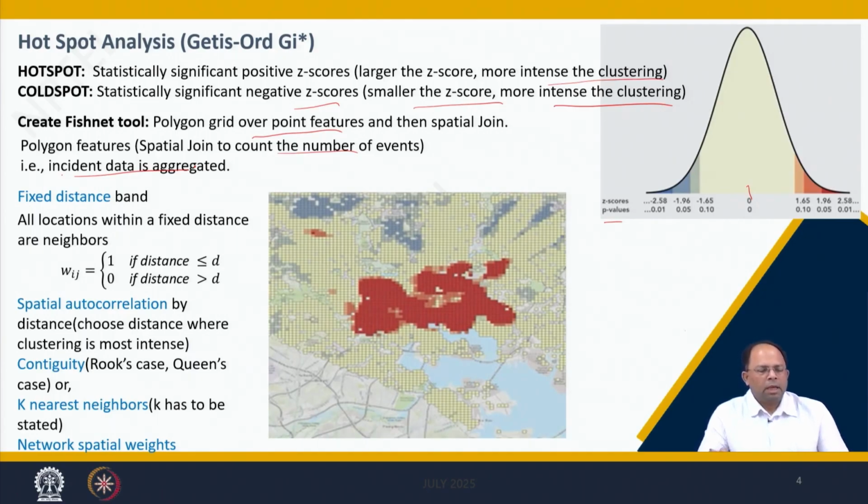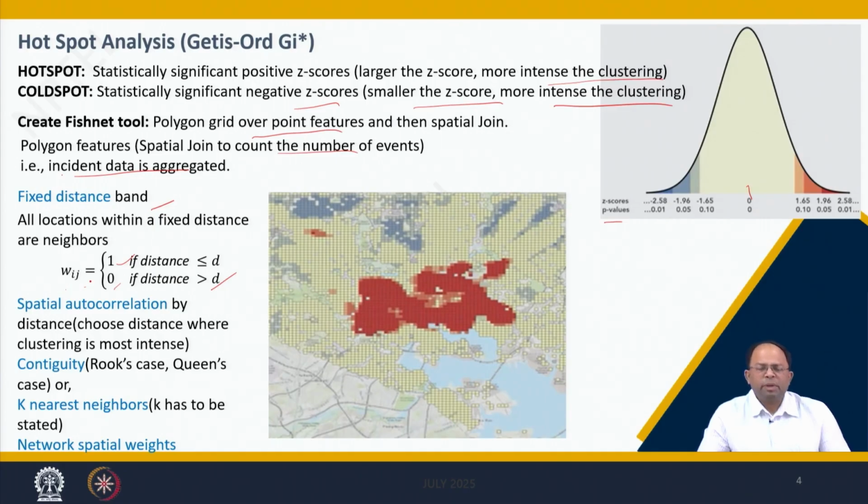The next thing, of course, is we have to think about the distance band. That means what is the distance within which we are considering particular features, or incidence points, to be neighbors or not. So it could be a fixed distance band. All locations within a fixed distance could be considered neighbors, and then we can say that if distance is less than or equal to d, it is 1. If distance is greater than d, then it is 0, right? So w_ij is based on the distance between i and j. From there we can take a call if it is a neighbor or not.